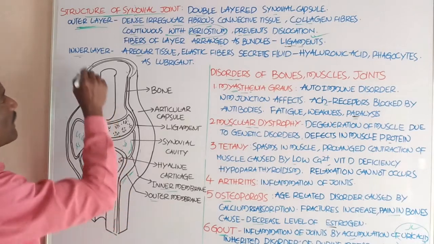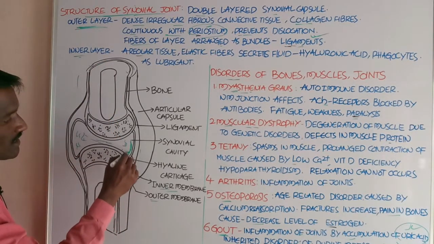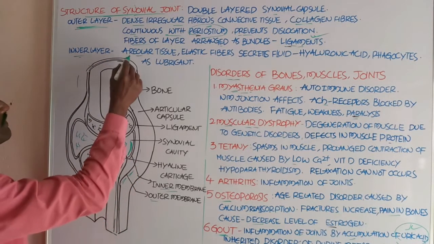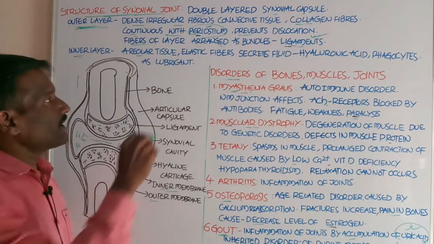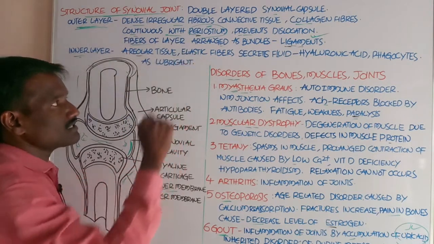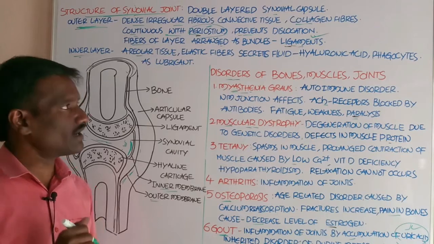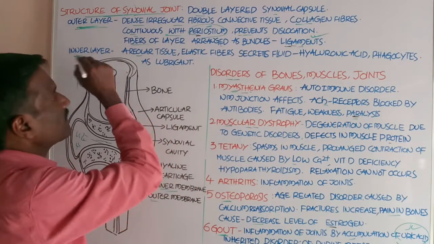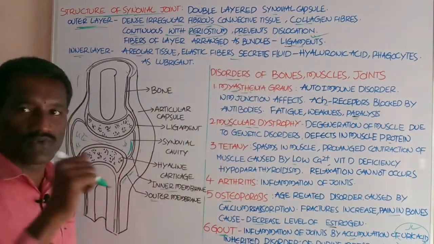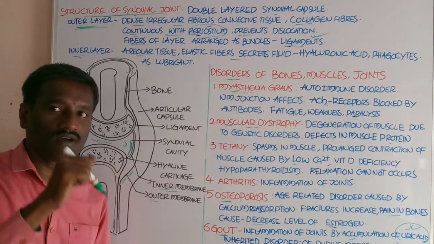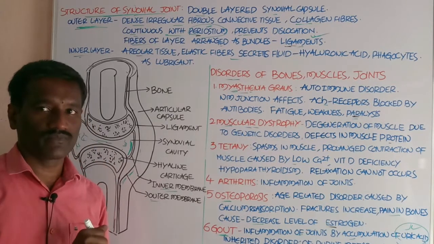Next, the inner layer. What about the inner layer? The inner layer is made of areolar tissue and elastic fibers. This inner layer secretes a fluid, and that fluid is called synovial fluid.